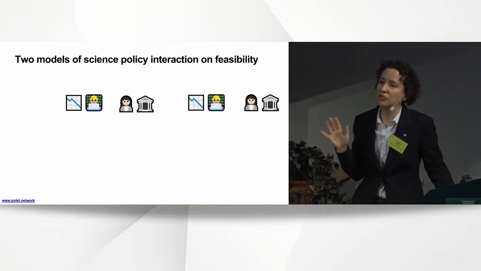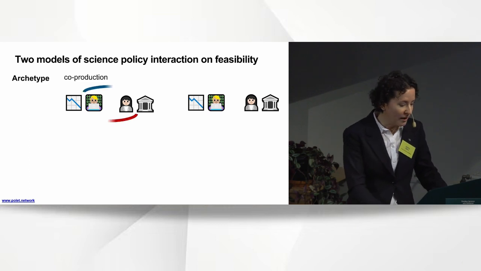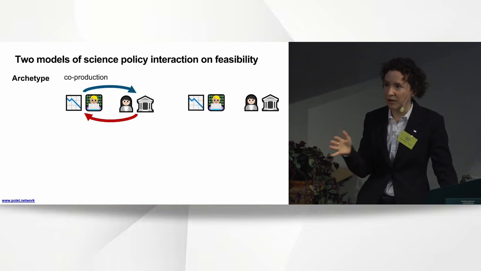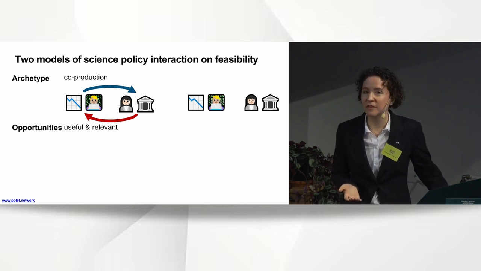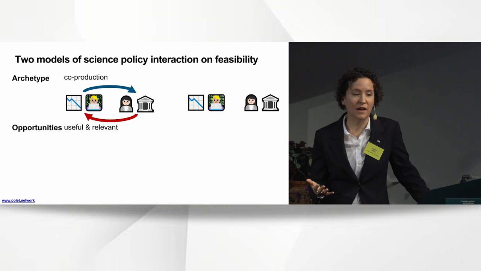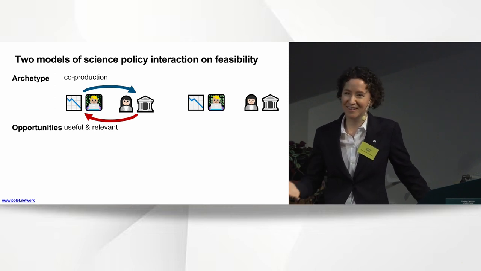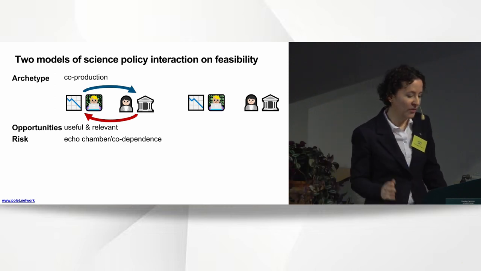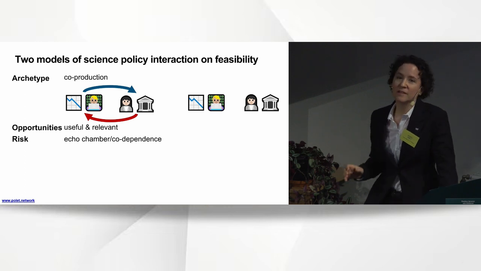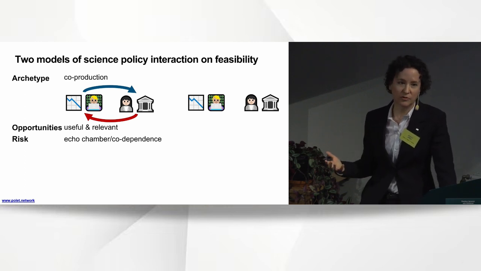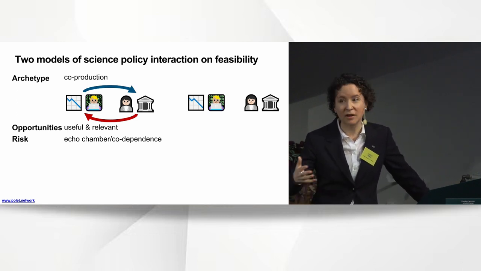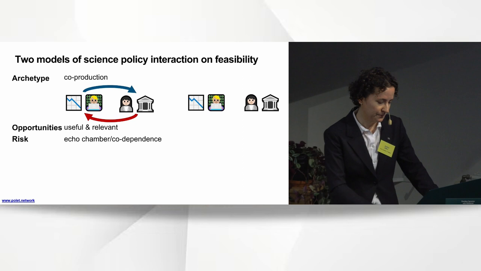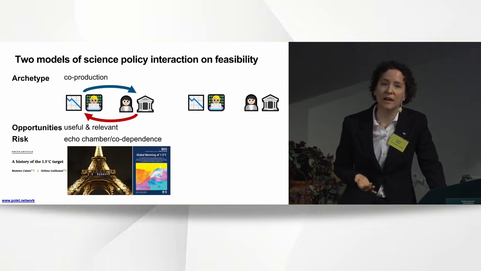And I think we see really two models dealing with this interaction. One is co-production, which we've talked about this morning. And the opportunity with this is that you do useful and relevant science, and maybe you influence policy. That's what we're here for, right? But there's also a risk. And the risk is that this co-production becomes an echo chamber. Some scholars have called this codependence, not co-production, but actually codependence. And I think this is illustrated really nicely.